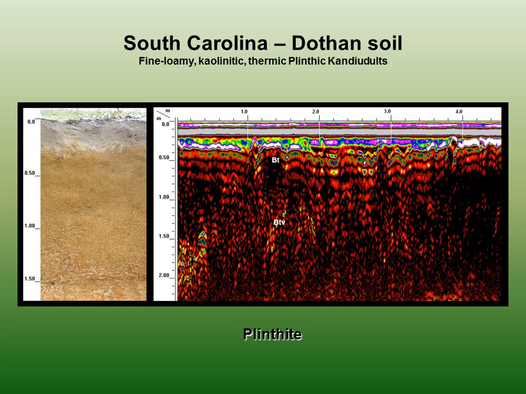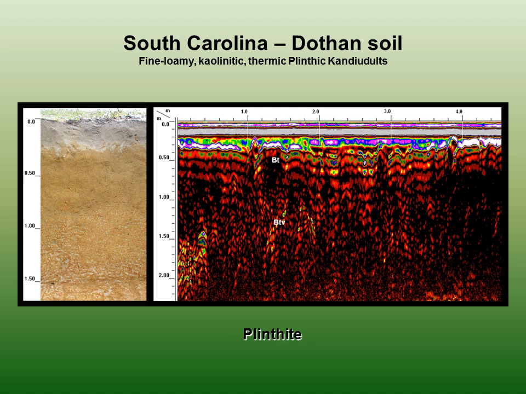NRCS soil scientists have used ground-penetrating radar to assess the relative concentration and distribution of features in soils such as roots, rock fragments, animal burrows, and yes, even unexploded ordnance and bodies. As an example, the presence, depth, and relative amount of plinthite in soil profiles is used to distinguish areas of Dothan soils, shown here, from other soils on similar landscapes in the southern Piedmont of the United States.